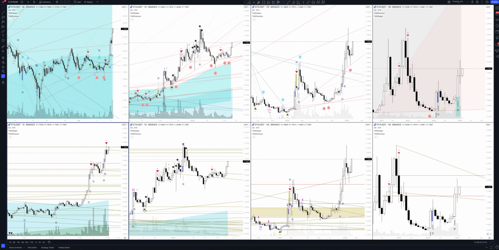Today we will take a look at STAX cryptocurrency. Let's analyze the market situation and find out how you can make money on it. Let's start.